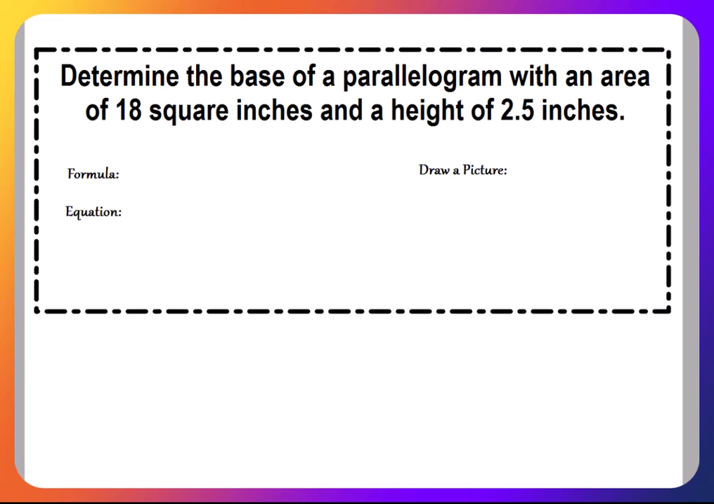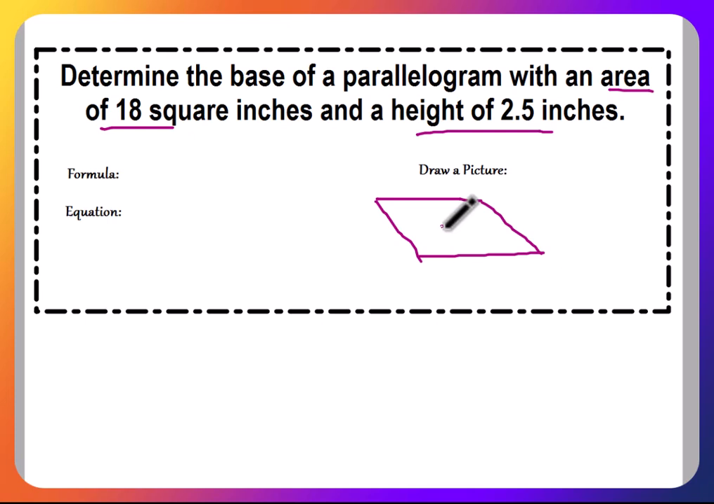Determine the base of a parallelogram with an area of 18 square inches and a height of 2.5 inches. Okay, so we know that it has an area of 18 square inches and a height of 2.5. Let's go ahead and draw a picture. So we know with a parallelogram that there are two sets of parallel lines, so we know that the bottom and the top are parallel, but I don't want to draw them even. I want to draw the top line, and I'm just going to do the bottom line. I'm going to start a little bit more to the right, so it kind of looks like that. Then connect the ends to make the sides, and there's your parallelogram.